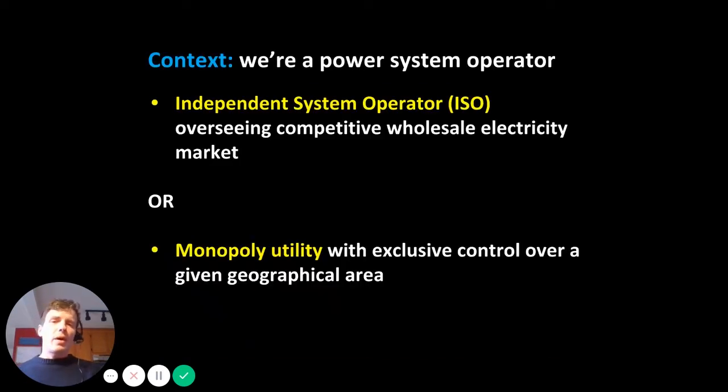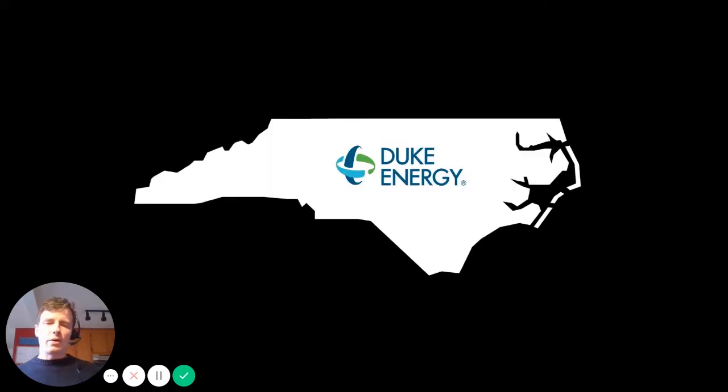We could also think about power system operators being monopoly utilities with exclusive control over a given geographical area. So the example that's nearest and dearest to us in North Carolina is, of course, Duke Energy. As of today, Duke Energy controls most of the power system operations in the entire state of North Carolina. And so, for all intents and purposes, today we're going to think about Duke Energy and PJM Interconnection as really having the same goal. They're in charge of scheduling generation at power plants throughout their system control areas in order to meet electricity demand.